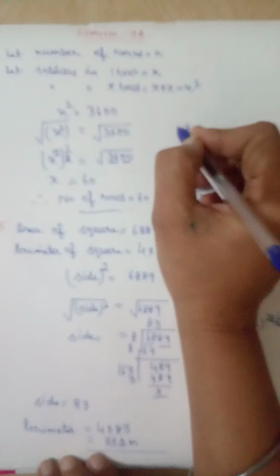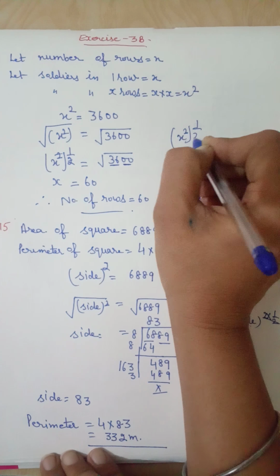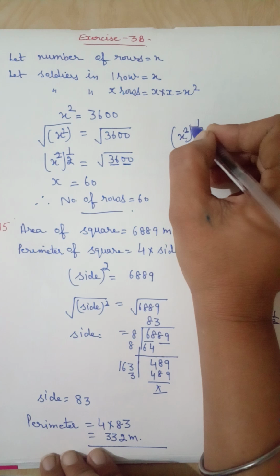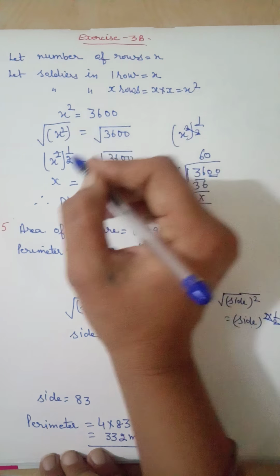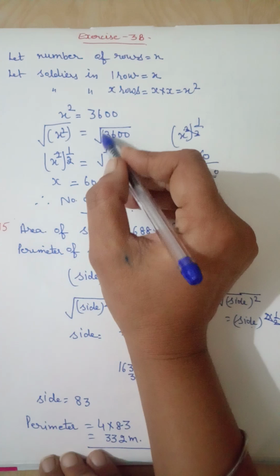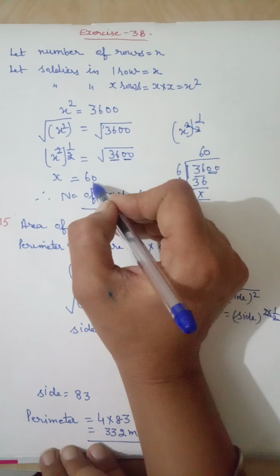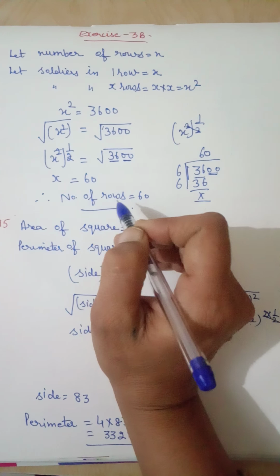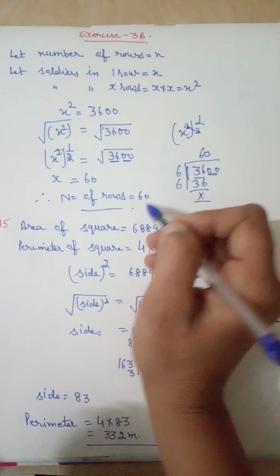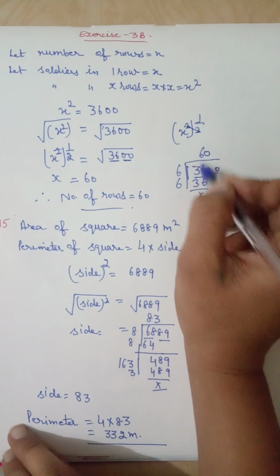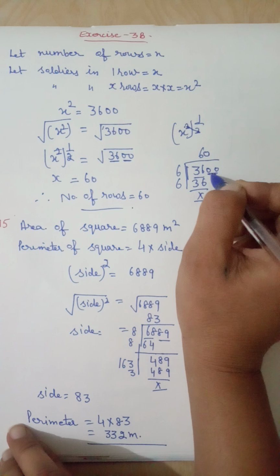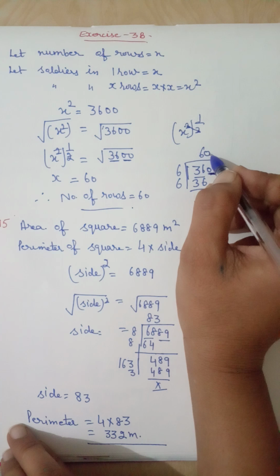x is to power 2. When we take square root it means power 1 by 2. Clear? Then the 2 and 2 will be cancelled, and we are left with x. So we take the square root of 3600. We make the pairs: 6 6s are 36. So x is equal to 60. Now the number of rows is 60. Clear? We make the pair: 6 6s are 36. Then this 0. This 00 pair we write here 10.